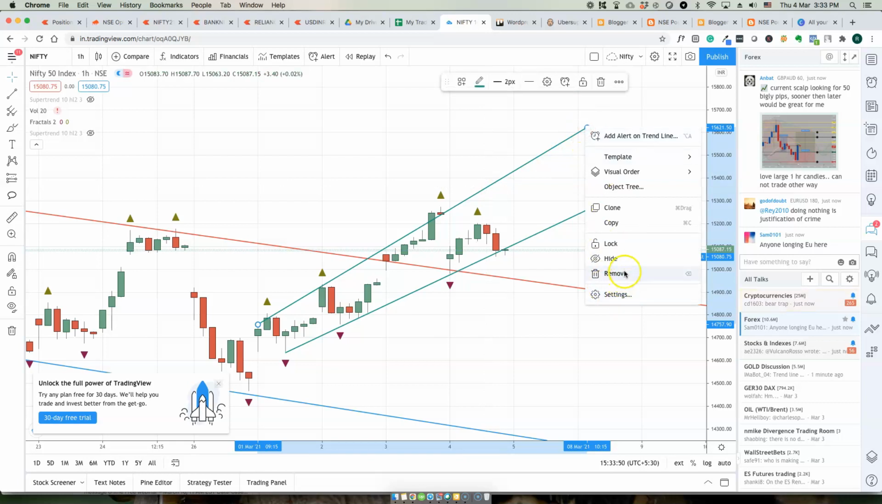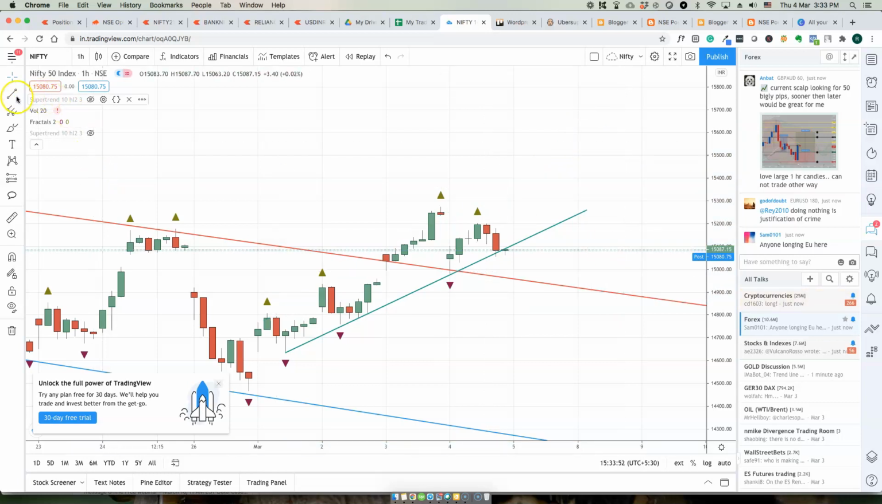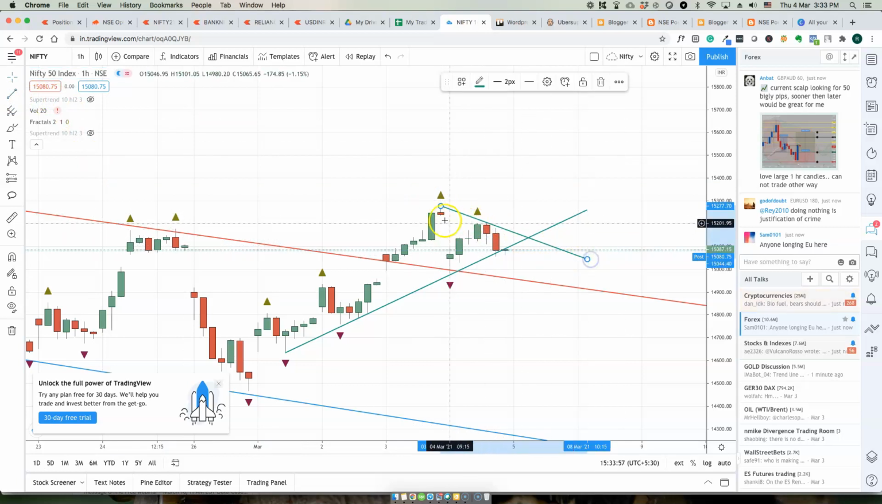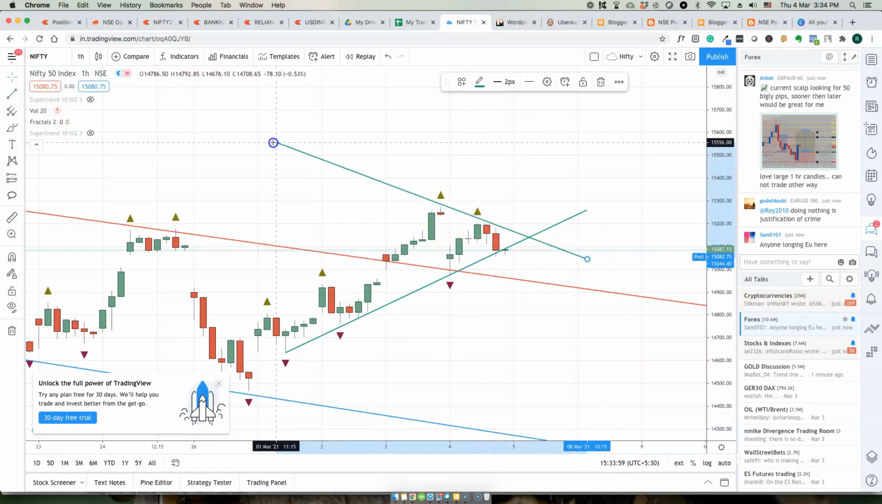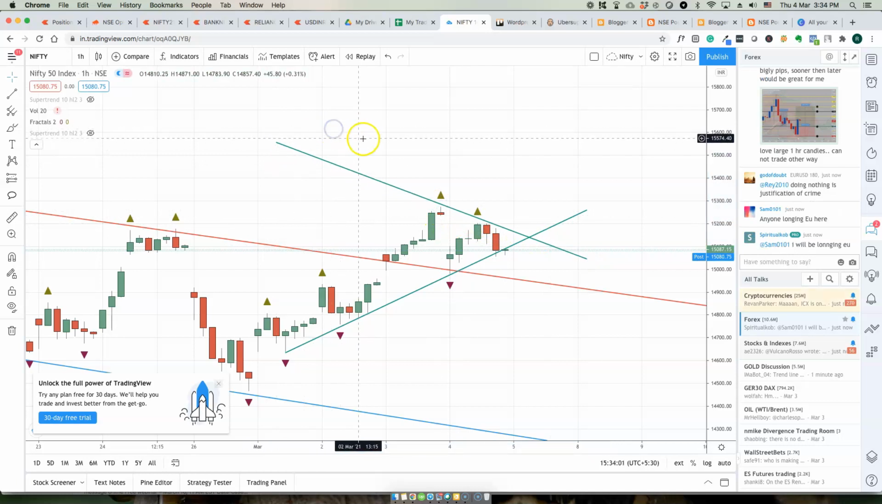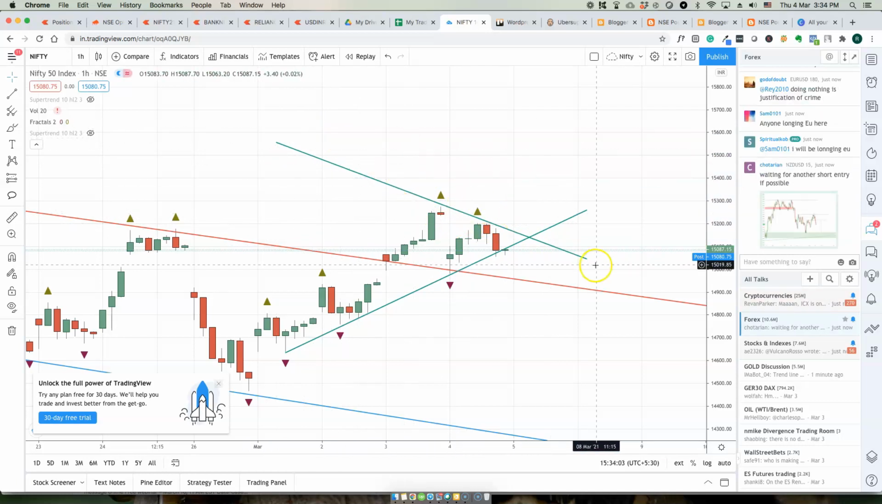let's remove this. We got two lines, two tops here. So this will be one line. This is a downward line, and this is the upward line. So this is the downward trend line, and this is the upward trend line. So it's at the cross, right? We'll see if it actually breaks this.